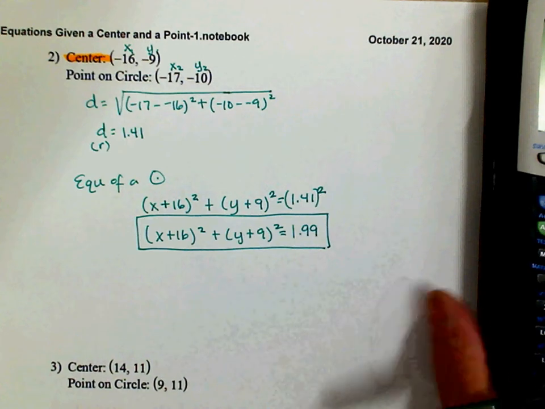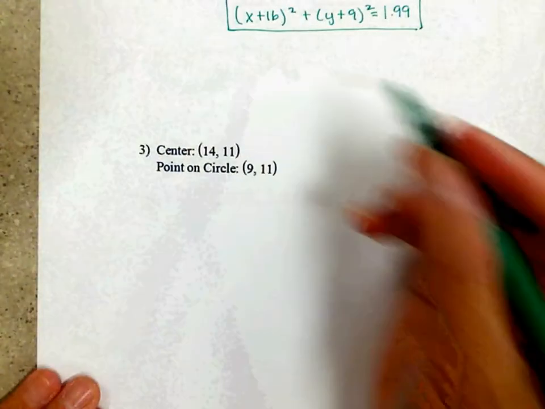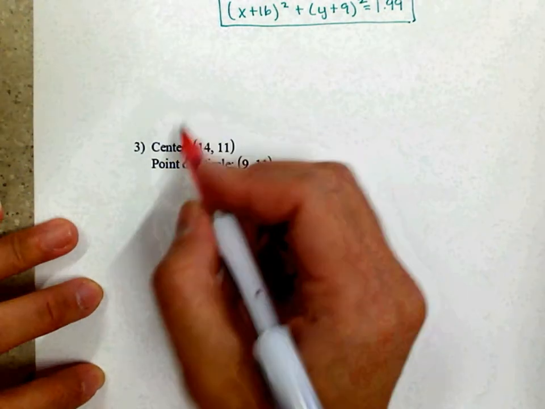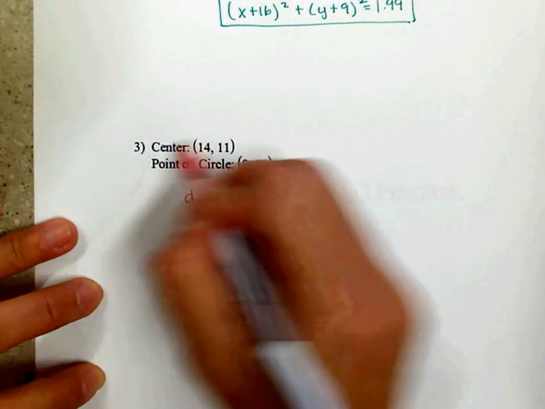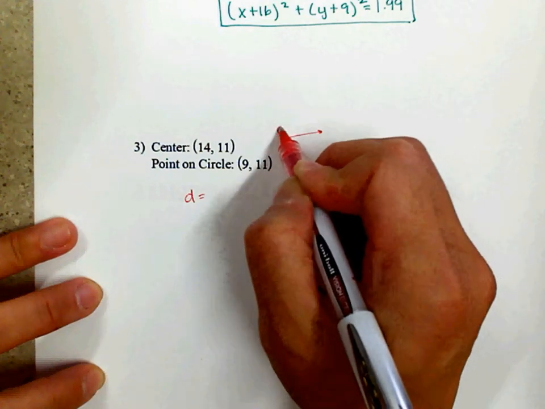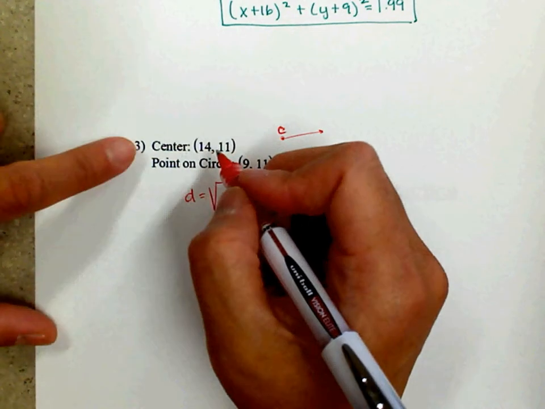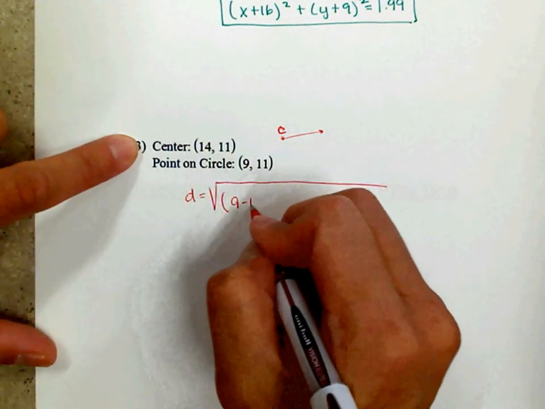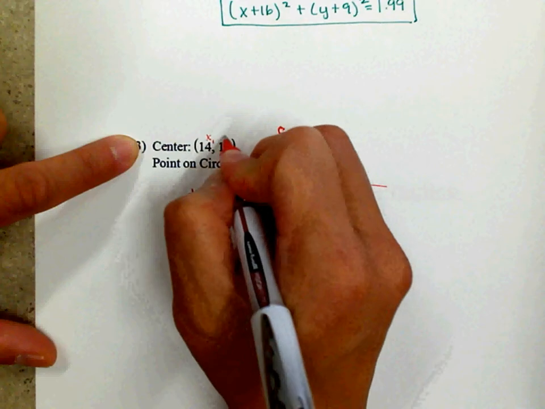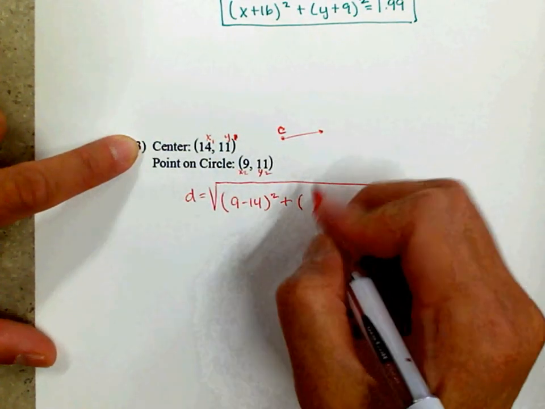Let's look at example 3, same scenario, okay? So, find our distance formula first, because it's a point on center going to a point on a circle. Here's your center, okay? Parentheses, 9 minus 14 squared. This is x2, y2, x1, y1. Oops. Ooh, I almost messed up there. Plus 11 minus 11 squared.